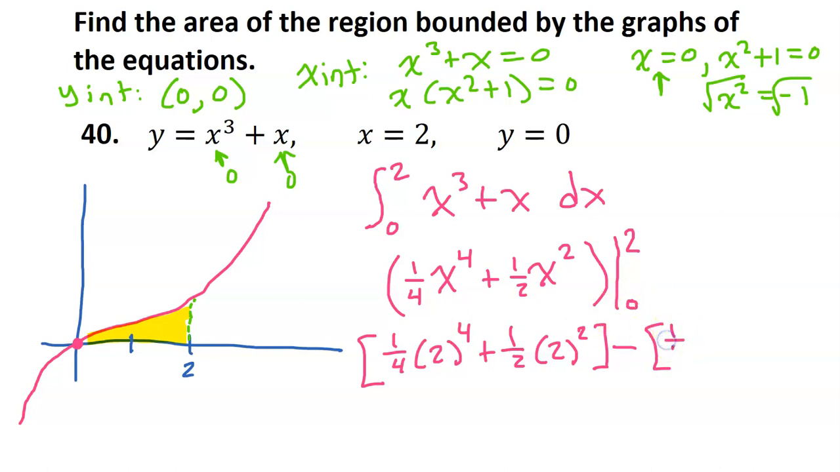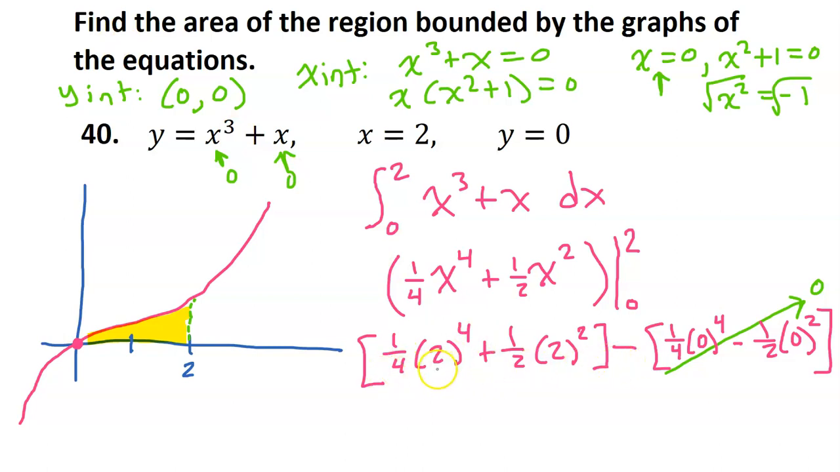So this would be 1/4 times 0 to the fourth power plus 1/2 times 0 squared. Obviously, this second part just has a value of 0. Okay, 0 to the fourth power is 0, 0 squared is 0. All of this has a value of 0. So I'm going to disregard this for the rest of the problem.